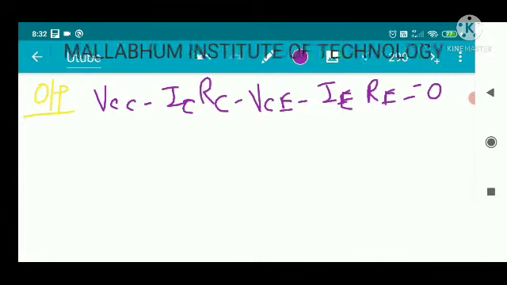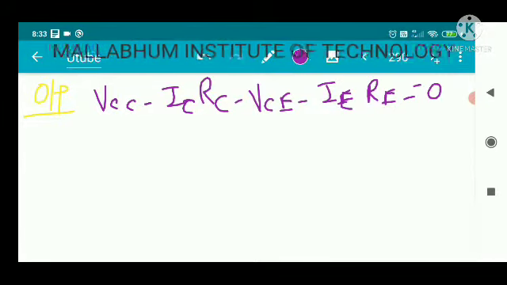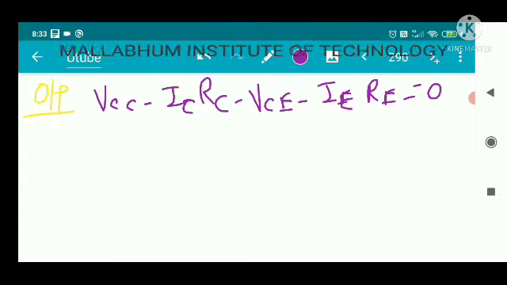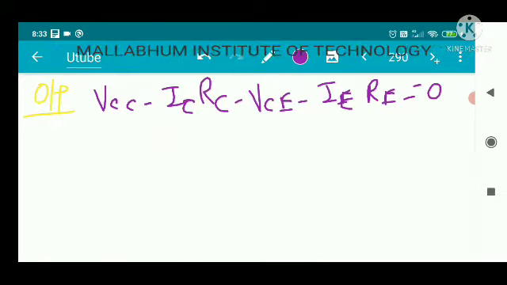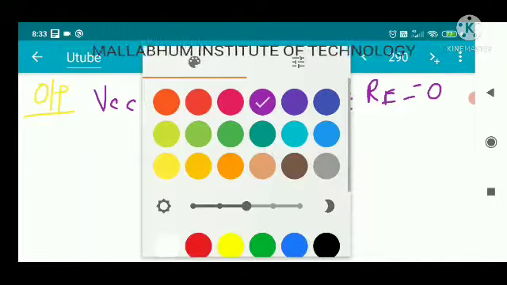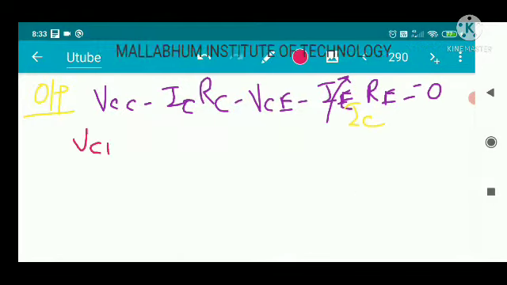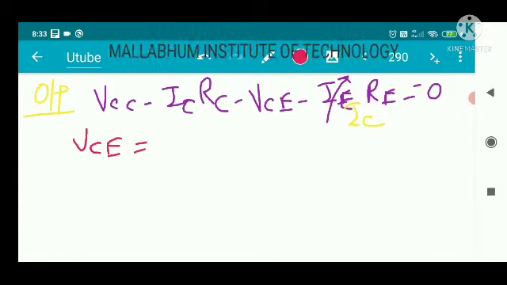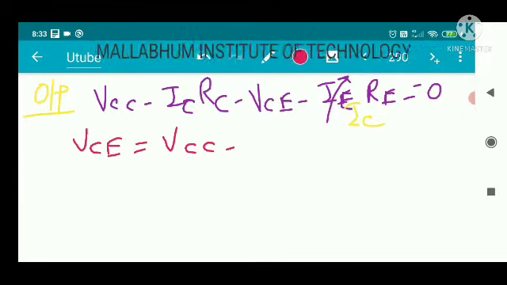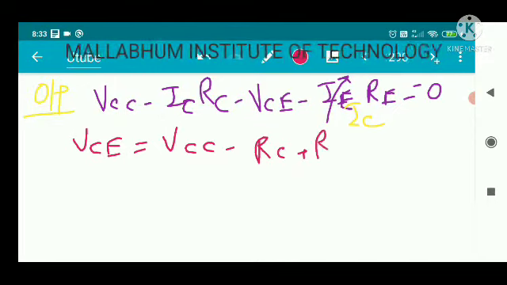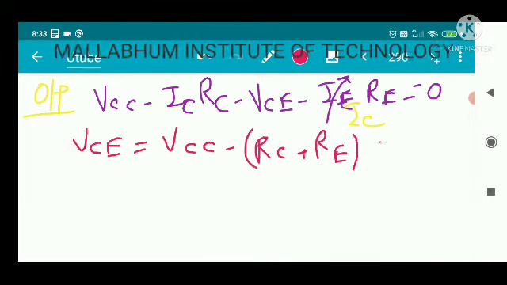Now from that expression, we know that in the transistor circuit IE is approximately equal to IC. So if you replace this IE with IC, then you will get the value of VCE. I am writing the value here: VCE equal to VCC minus RC plus RE into IC.